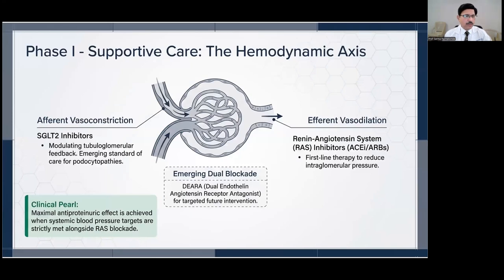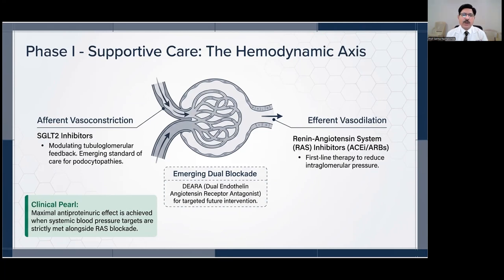Now, phase 1, supportive care, hemodynamic axis. What are the 3 axes? Hemodynamic axis, then the targeted treatment for the podocytopathy, the immunological treatment, and precision diagnostics. Precision treatment is the third aspect. Phase 1 is supportive care, hemodynamic axis. What do we do? There is afferent arteriolar vasoconstriction, efferent arteriolar vasodilatation. How do I get it?